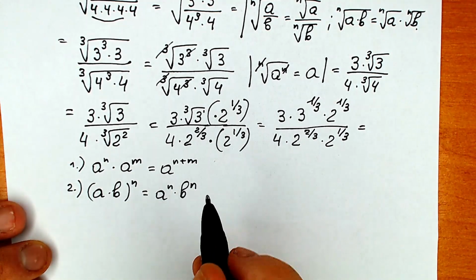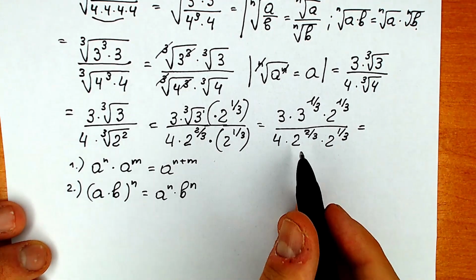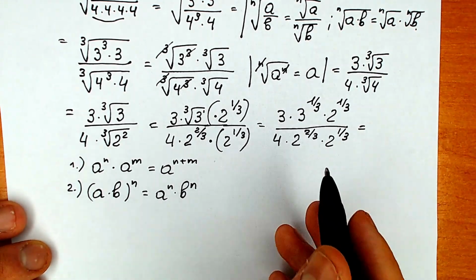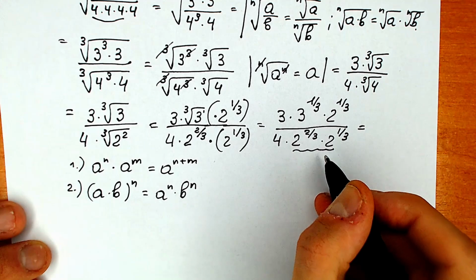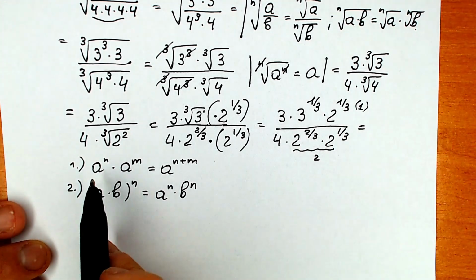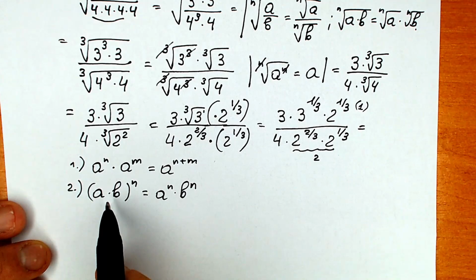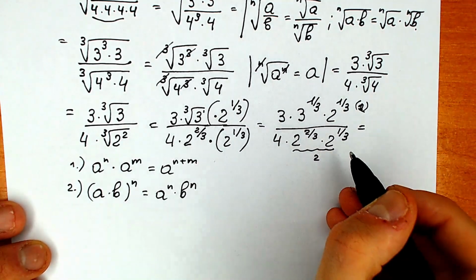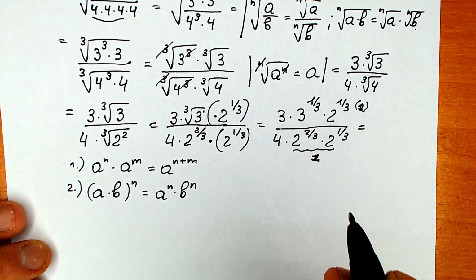So two properties we're going to apply right here. We have the same bases, so we're going to apply the first property in our numerator, and in the other places we have different bases, so we have the second property. And right here we have the first one. Okay, so let's apply it.